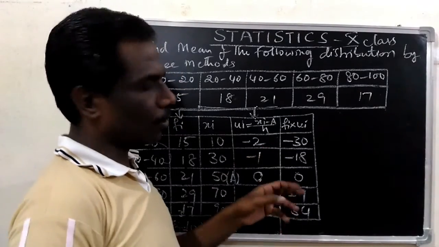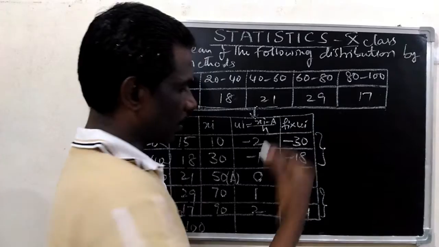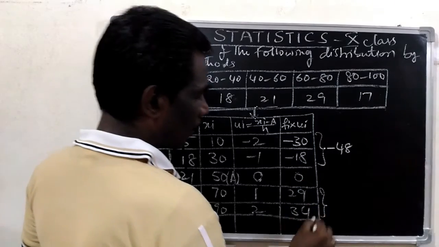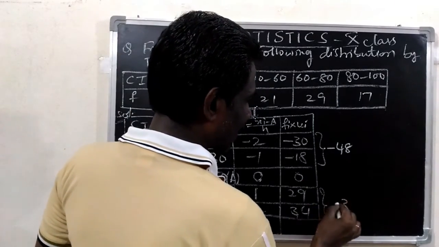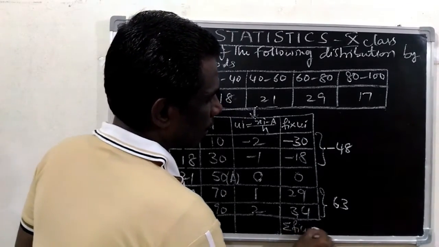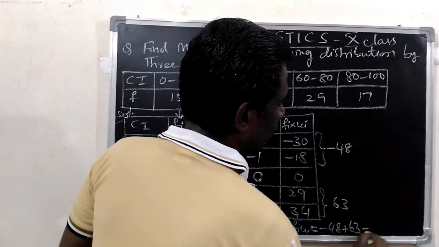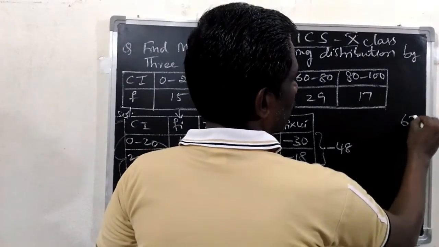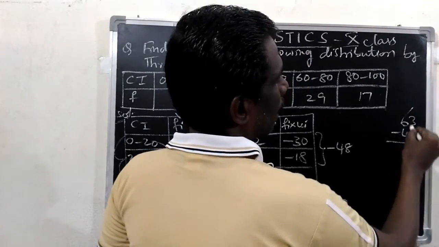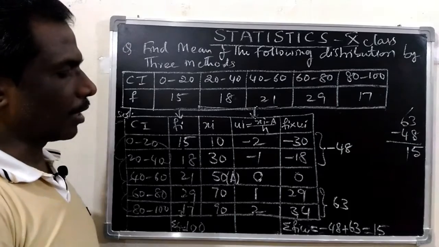So we have two negative values and two positive values. Add these two values and add these two values also. The sum of negative values is minus 48 and the sum of positive values is 63. So sigma Fi UI is equal to minus 48 plus 63. What is 63 minus 48? It is 15. Sigma Fi UI is 15.